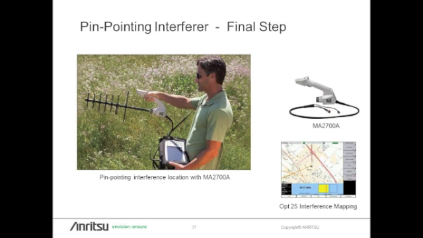So once you get close to your interferer, you want to take that final step. And why is the final step required? Well, the interferer could be on the top of a building or on the 5th floor of an office building or somewhere, and obviously you can't bring your car to pinpoint it. So you get up close, and then you can pinpoint it with a Yagi or log periodic type of directional antenna. And here we're looking at part number MA2700A.